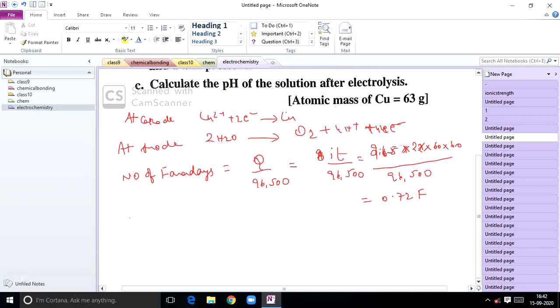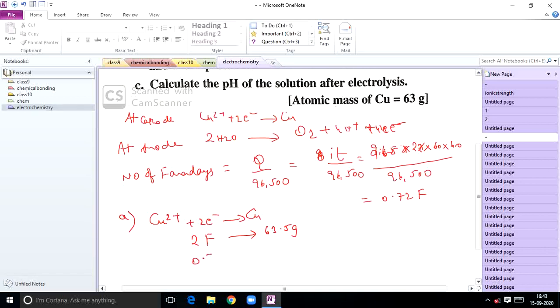Next, after that, first question, what is the redox equation involved in that? Cu2+ plus 2 electrons gives Cu. So in order to deposit here, 2 moles of electrons means 2 Faraday. For 2 Faraday, how much copper is deposited? 63.5 grams of copper is deposited. Now for 0.72 Faraday, how much? X. So X is equal to 63.5 into 0.72 by 2. So we'll get the X value.